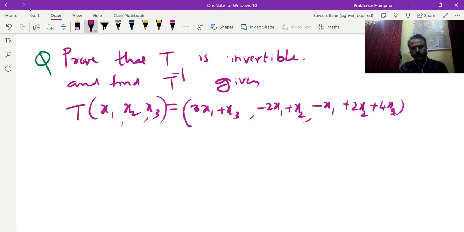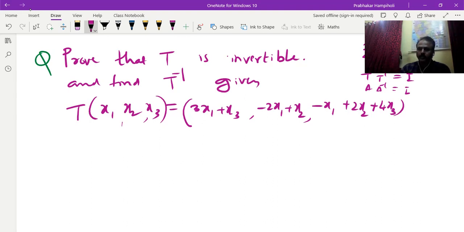For some T, the inverse exists; for some T, the inverse does not exist. In number theory also, 2 and 1 by 2 are inverses of each other because their product becomes 1. Here also, T and T inverse should give you the identity mapping at last. We shall prove that, but not in this example. Just like A and A inverse gives you the unit matrix. In number theory, 2 and 1 by 2 are inverses of each other.